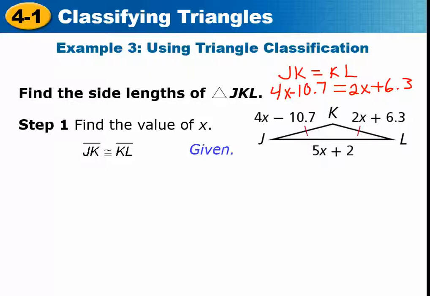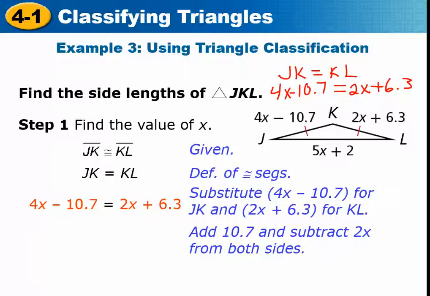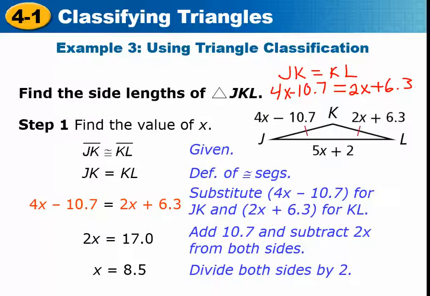So we knew that the sides were congruent, that was given, and that means that their lengths are equal. And then you substitute in, and then you solve with algebraic properties, and we end up with 2x equals 17, and then we divide and we get 8.5 is x. Now in this case they didn't ask us to find a side, so you would just leave your answer as x equals 8.5. Notice that we did not use this side at all.